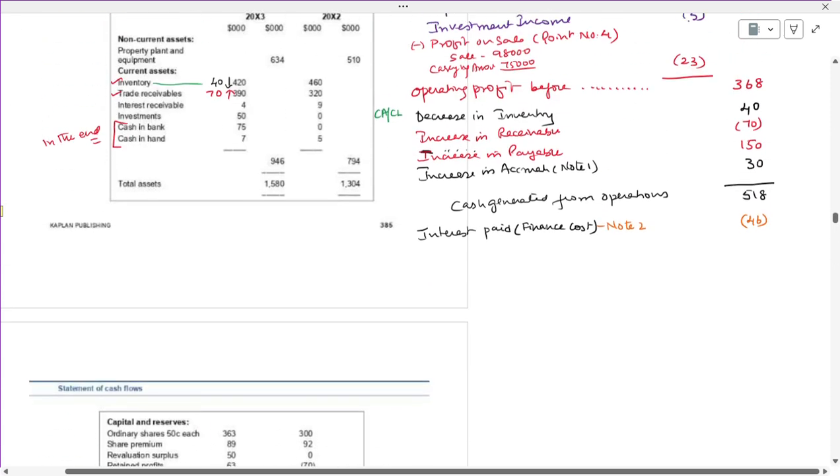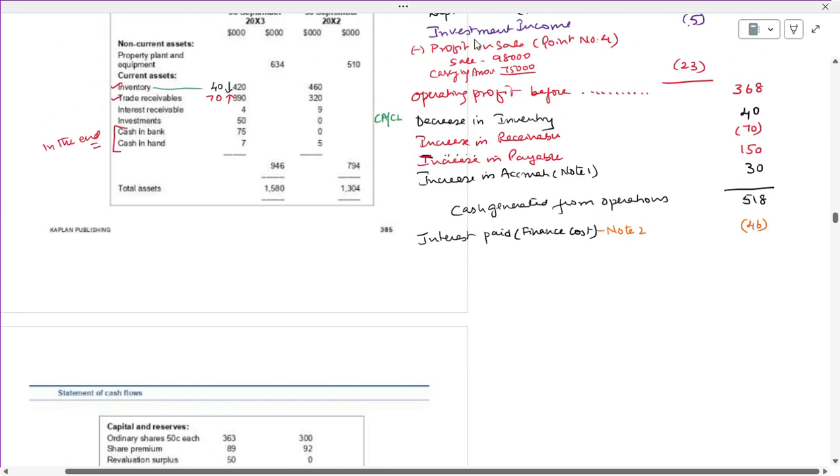94. Is it right? Income tax, how much have you paid? 90. Write down: income tax paid, note 3. How much? 94.